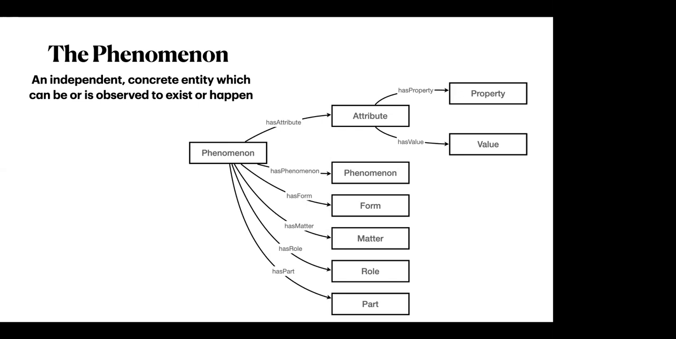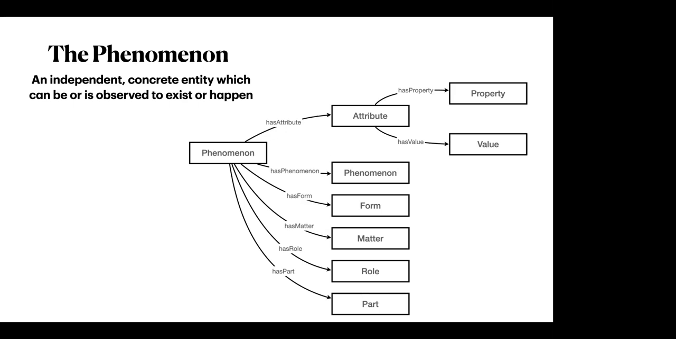So diving deeper into these two core components, the phenomenon and the property, there are, in essence, two types of phenomena, but the phenomena at large is a four-dimensional entity. So it has spatial aspects and temporal aspects. But a static phenomenon, which can be thought of as an object or a body, here I've put up the very ontological definition, which we're not going to get into the details of, but its official definition is an independent concrete entity, which can be or is observed to exist or happen. Here, I'm essentially just showing the design pattern for what you can think of as an object or a body, which is a static phenomenon, which does not necessarily involve a process, but to which you can attach different attributes. So you can specify it at a highly granular level. And an attribute is simply a property value pair.